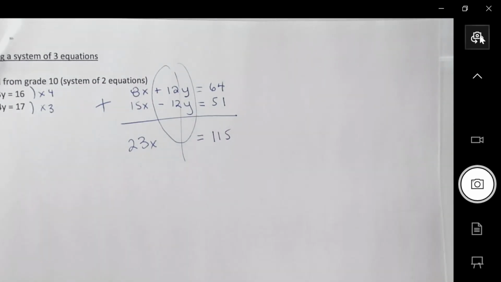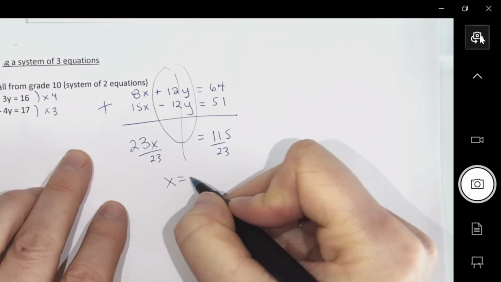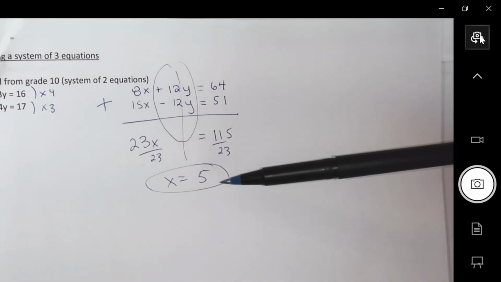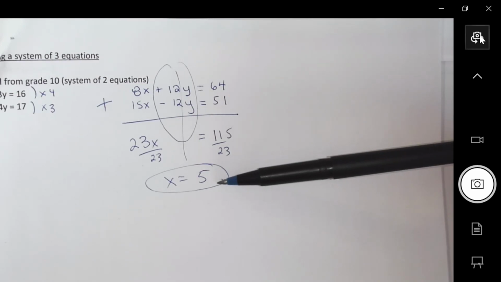And then do we divide that by 23? Now I would divide by 23. And x equals 5. Does this look kind of familiar now? Honestly, okay. Now that we know x, oh, and I found a y. I have to figure out y.